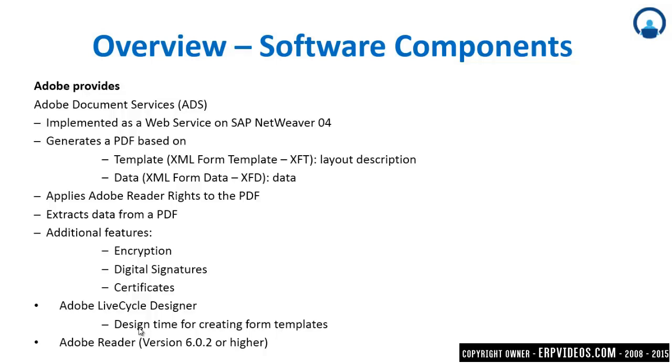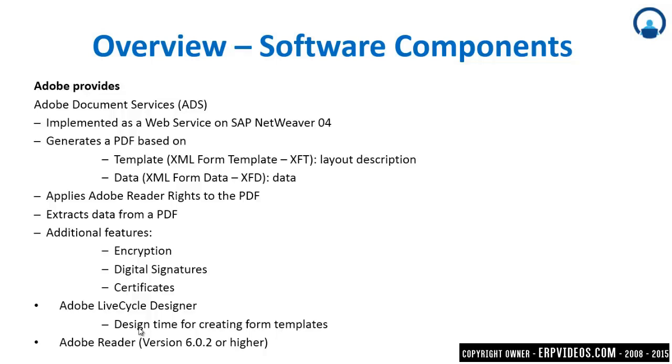That is, we have an XML format data where it will have the XML form template and XML form data. Then it has an Adobe Reader which has been available, that is Adobe Reader writes to the PDF where the data will be provided at the runtime. Then we have extracts data from a PDF and additional features like encryption, digital signatures and certificates. So these are some of the features been provided by the ADS, that is Adobe Document Services.